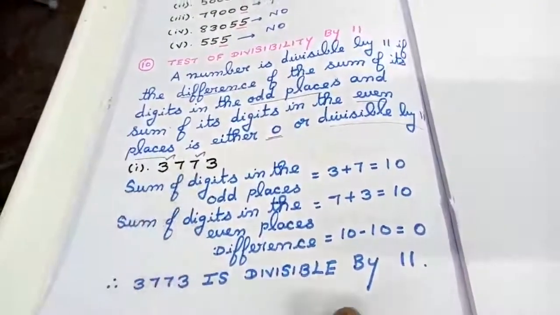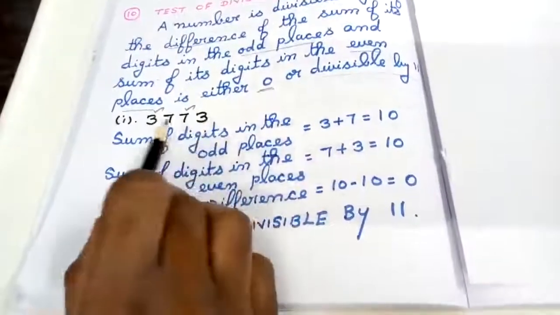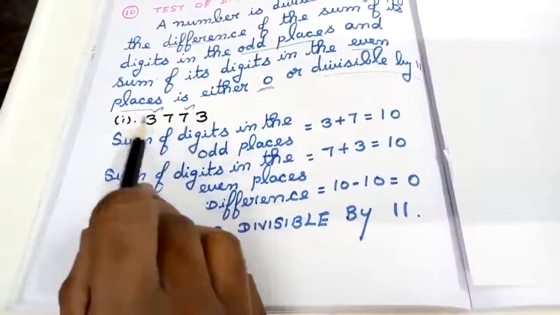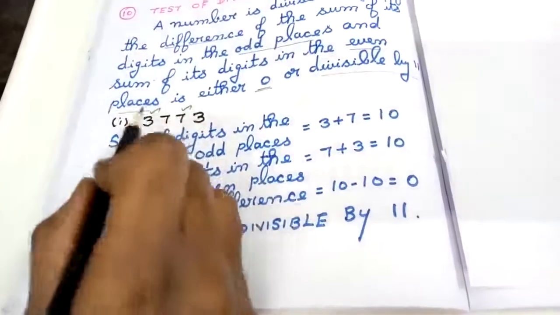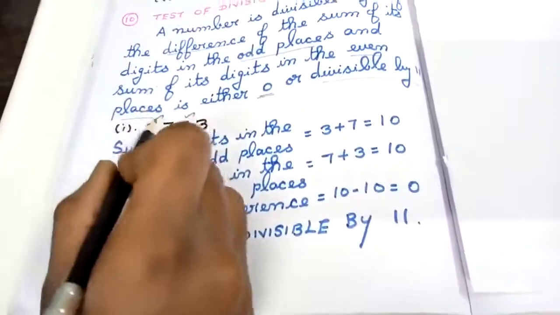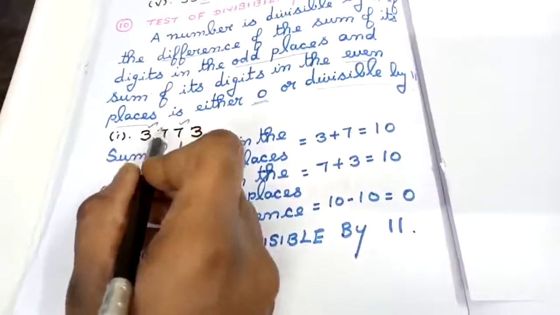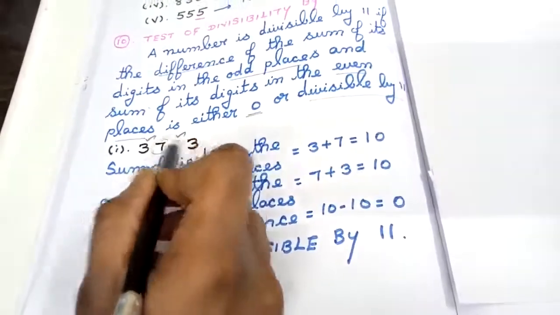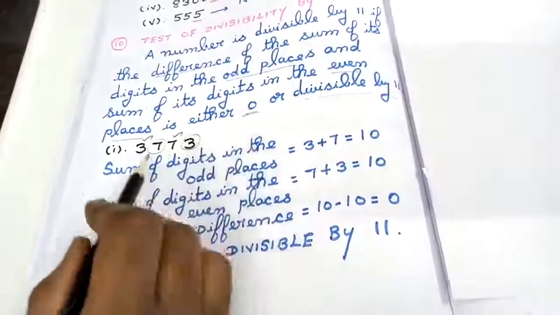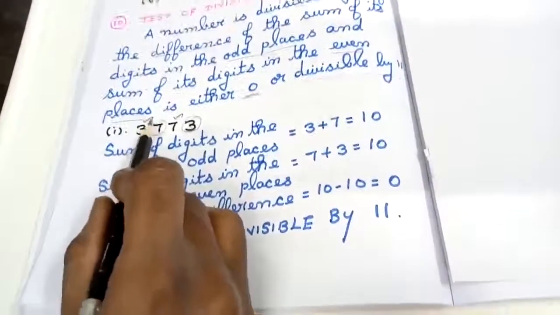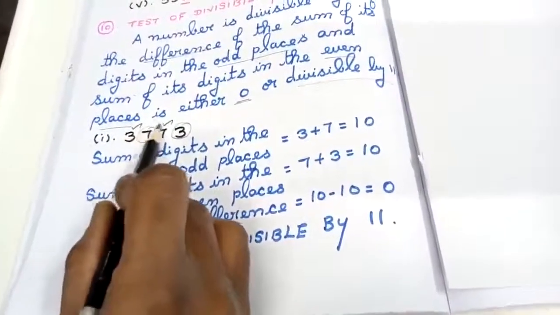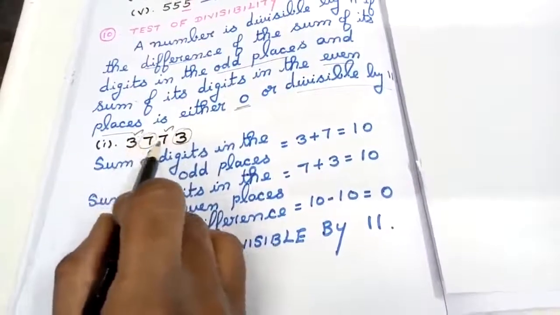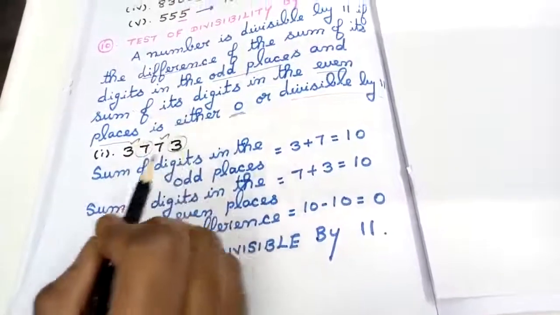3773. Most will be calculating from the right-hand side, but I am going to tell you another way. I am going to tick the values like this, students. Leave one number and tick another number. Put a tick, then next number put a circle, next number put a tick. That is odd, even, odd, even. That is the concept I am telling here.